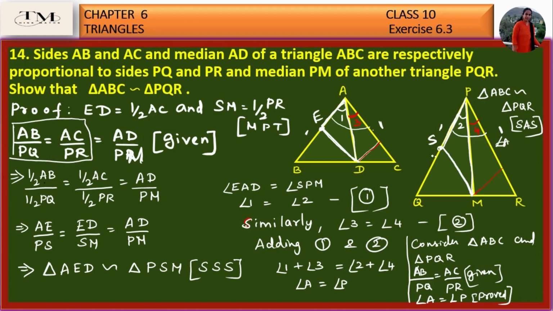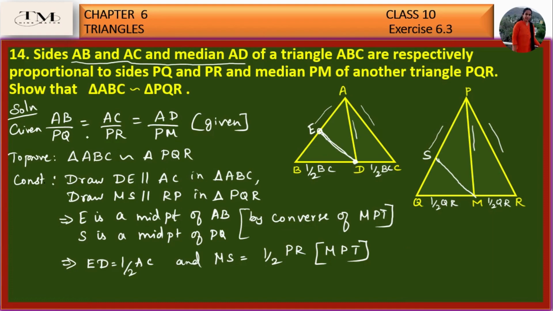Okay children. So if you listen carefully, this problem is very easy. Just we have used the midpoint theorem and converse of midpoint theorem. I will explain this very fast. What is given? The sides AB by PQ, AC by PR and AD by PM are proportional. It is given. We have to prove triangle ABC similar to triangle PQR.